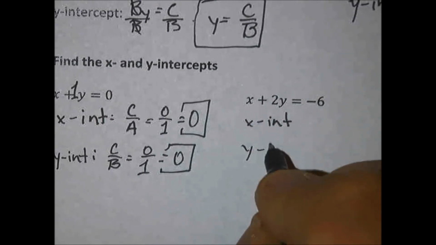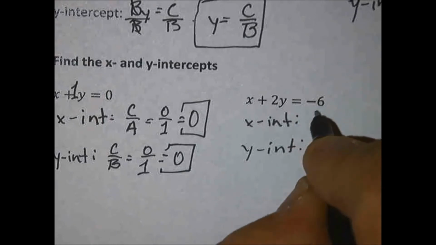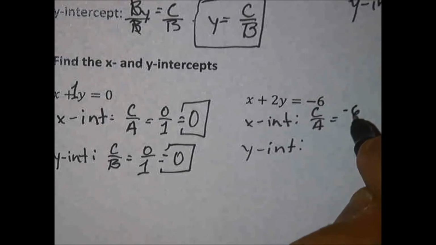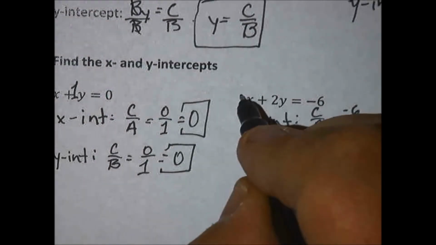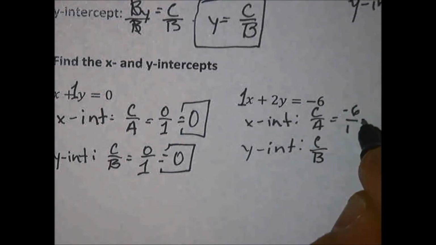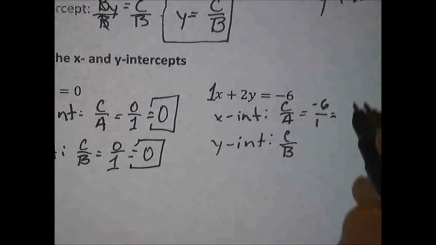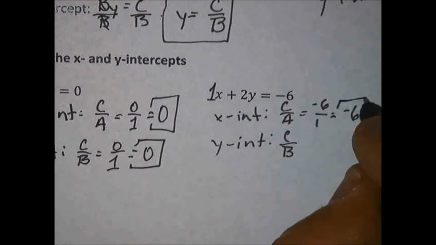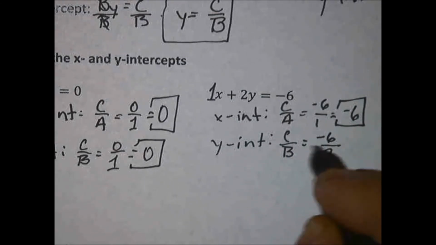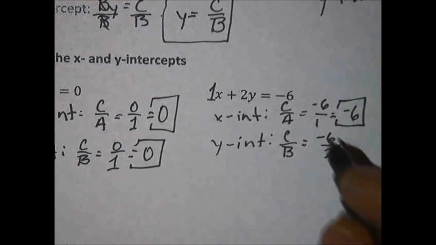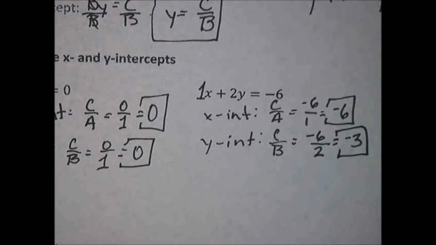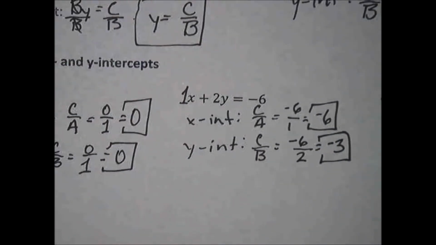X-int, Y-int. C over A for X, and C over A is negative 6 over 1. Remember, there's that 1 in front of there. Negative 6 over 1 is negative 6. And C over B, that's negative 6 over 2. The number before the y is a 2. And that's going to be a negative 3. So this has intercepts of negative 6 and negative 3.